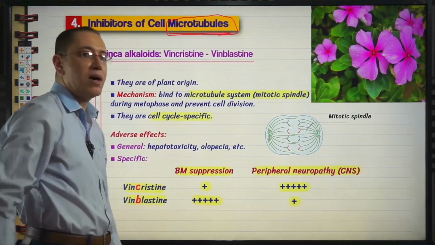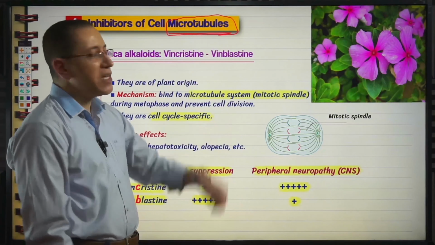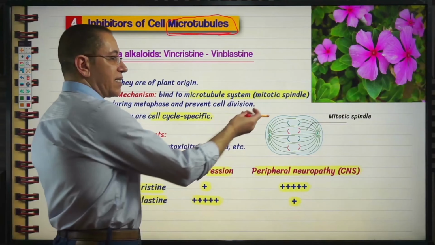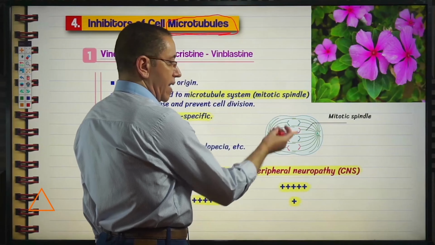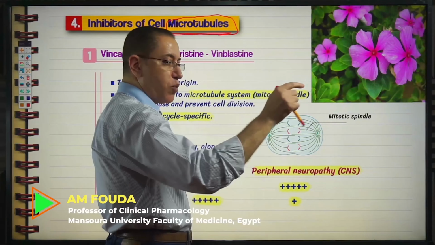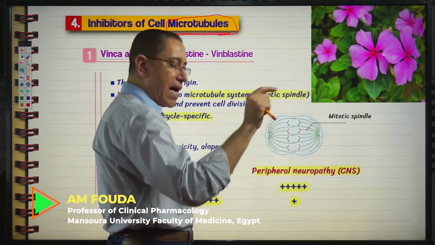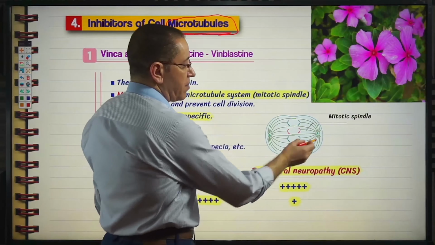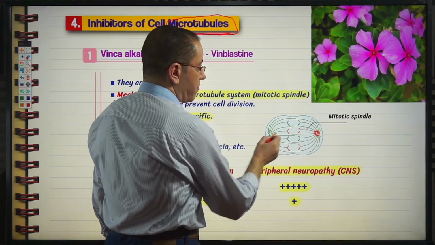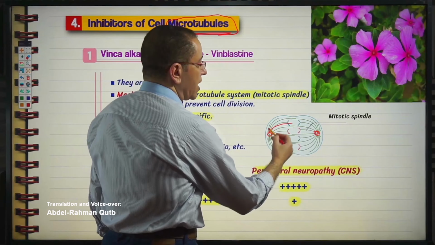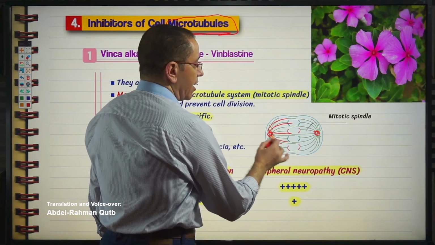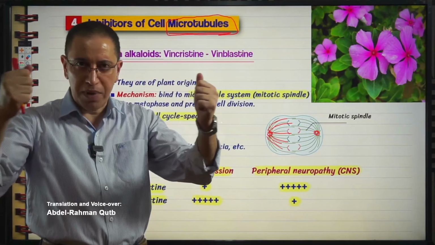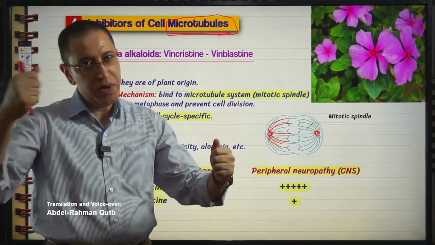I devoted so much time to explaining the cell cycle, and I told you during the cell cycle at certain stages called prophase or metaphase, then telophase, the cell forms something called centrosome at the 2 poles of the cell, extending some filaments called mitotic spindles in order to separate the 2 sets of chromosomes apart from each other, 46 here and 46 there.